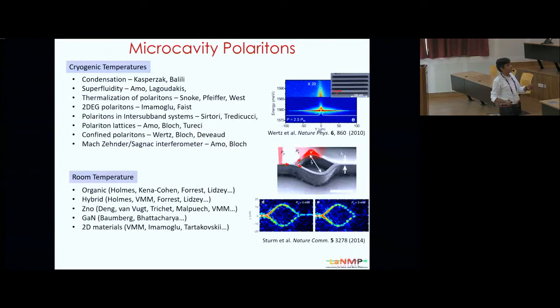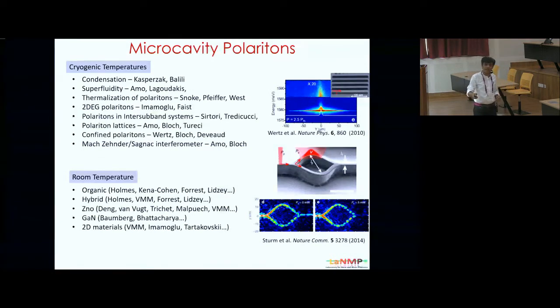Now, the TMDs bring you the advantage that the binding energies are 0.3 to 0.5 eV, which means I can start thinking about these things at room temperature. But before we jump into the 2D materials, I should point out that there are other material systems where such strong coupling has been realized at room temperature. Organic materials, a whole bunch. There's a whole lot of literature on that. There's hybrid materials where organic and inorganic materials have been studied.